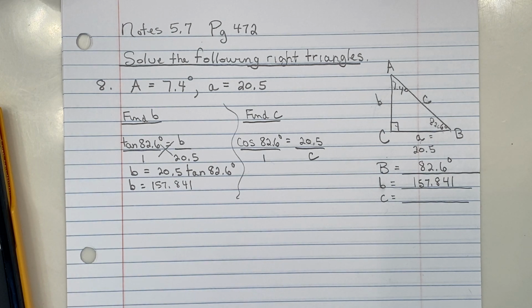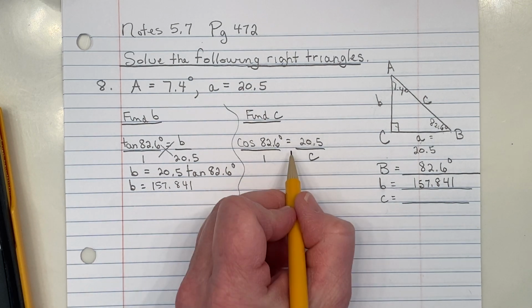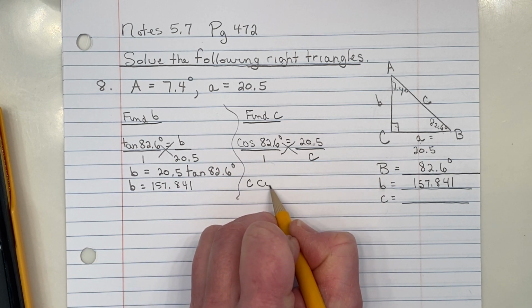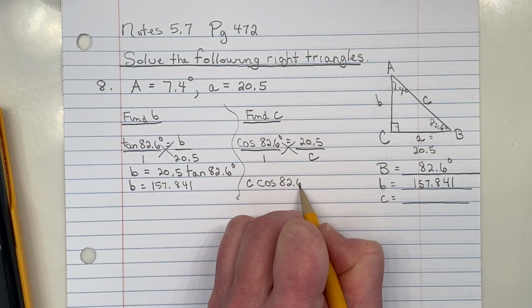Either one of those requires some evidence of your work. So if you're going to do Pythagorean Theorem, make sure and set it up before you let the calculator get your answer. All right, cross multiply. I'd put the C up front. So C times cosine 82.6 degrees equals 20.5.